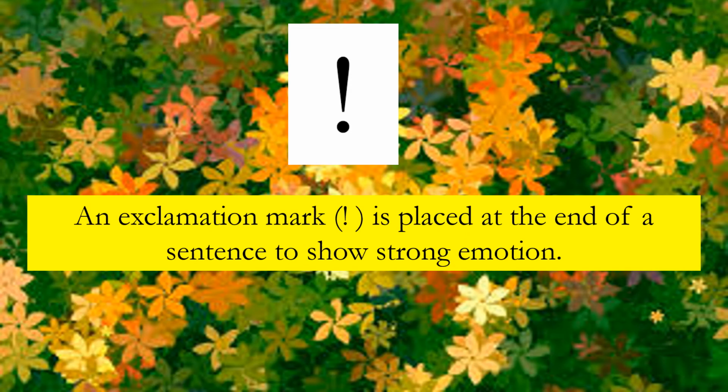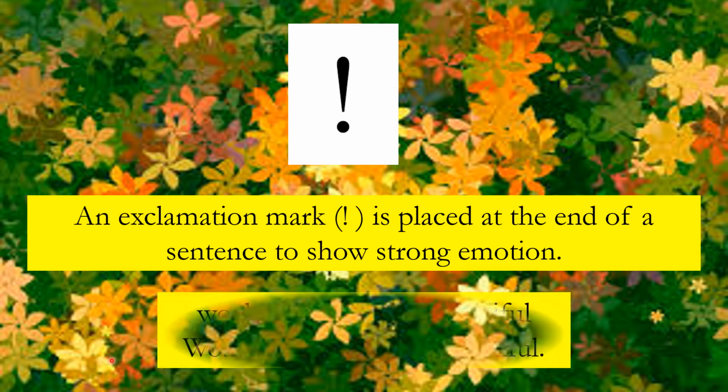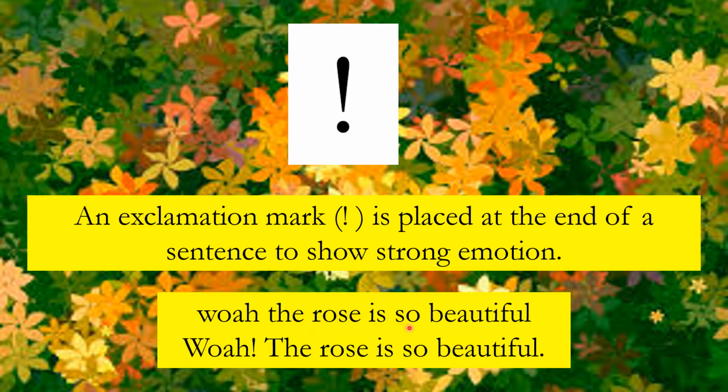Okay, this is the exclamation mark. An exclamation mark is placed at the end of a sentence to show strong emotion, like ha ha ha, hooray, help, help. So when you use a sentence with strong emotion, you have to use the exclamation mark. Let's say, "Wow, the rose is beautiful!" You see here, after the wow, I put the exclamation mark. The same as help, help, or hooray. You also have to put the exclamation mark.